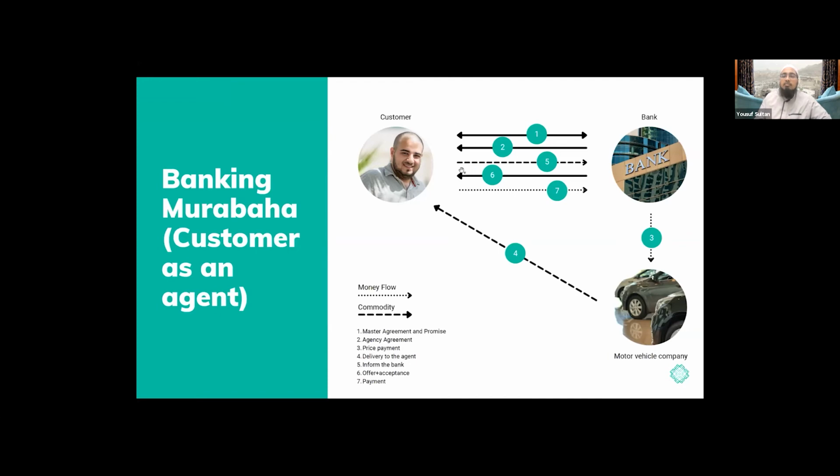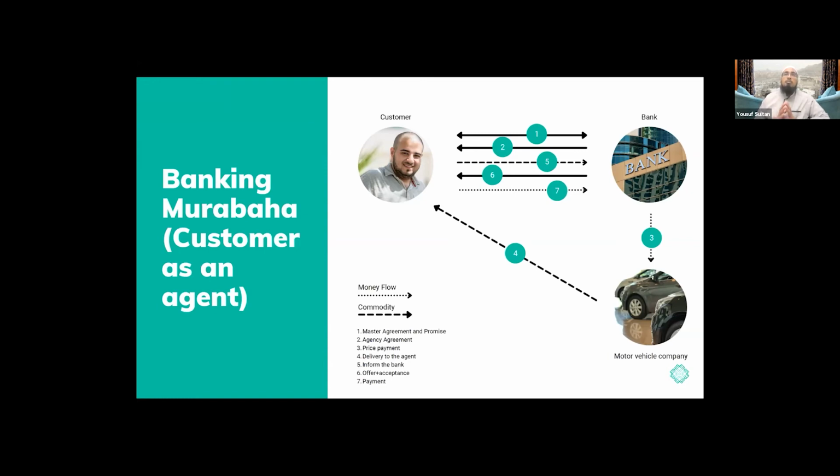Now the bank will have another agreement, which is the murabaha agreement. So the bank will do a murabaha agreement, and offer and acceptance will happen with the customer, and then the customer will pay in installments, or whatever payment terms he has with the bank in terms of the murabaha agreement.